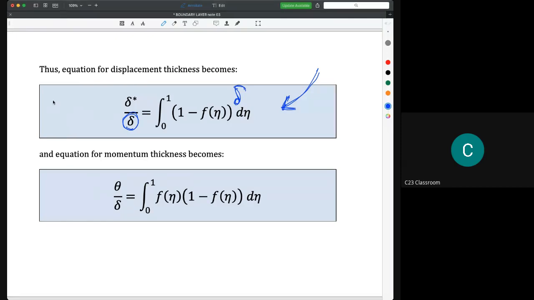Okay, you could change the equation for theta. If you change the equation for momentum thickness, you will get this term. So you will get theta over delta equal to the integration from 0 to 1 of function of eta times 1 minus function of eta d eta. Okay, I hope you could remember this equation because the integration process using this equation is quite simple.